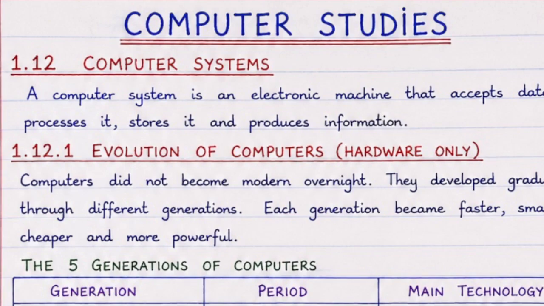So let's move on to the next one, and this is computer system. We want to look at section 1.12, and that is computer system. A computer system is an electronic machine that accepts data, processes it, stores it, and produces information.